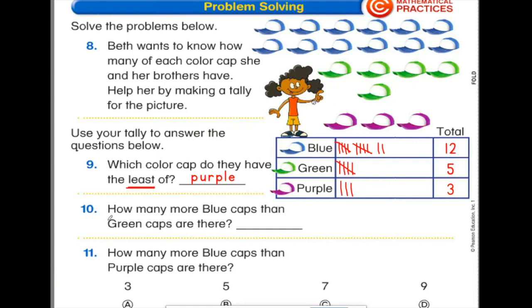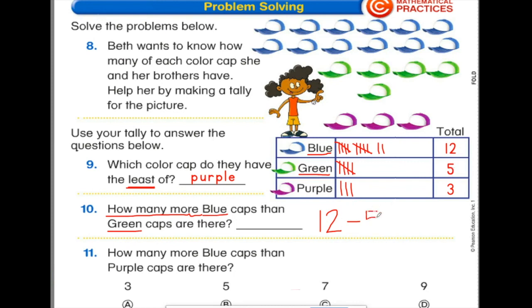Take a look at number 10. It says, how many more blue caps than green caps are there? Those key words one more time. How many more? That means I'm comparing, and I am comparing the blue caps to the green caps. So let's look back at our tally chart and gather our information. We always start with our bigger number. I'm comparing 12 and 5. 12 is larger, so I'm going to write that number first, and all I need to do to compare them is subtract. So I'm going to do 12 minus the green caps, which is 5.